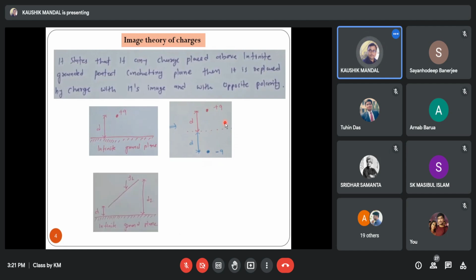Now we are considering another example. Suppose this is the infinite ground plane, which is perfectly conducting. Previously we considered a point charge; now we are considering a line charge with line charge density of rho L. One end is at a distance of d1, and the other end is at a distance of d2. So what will be the image of this line charge?